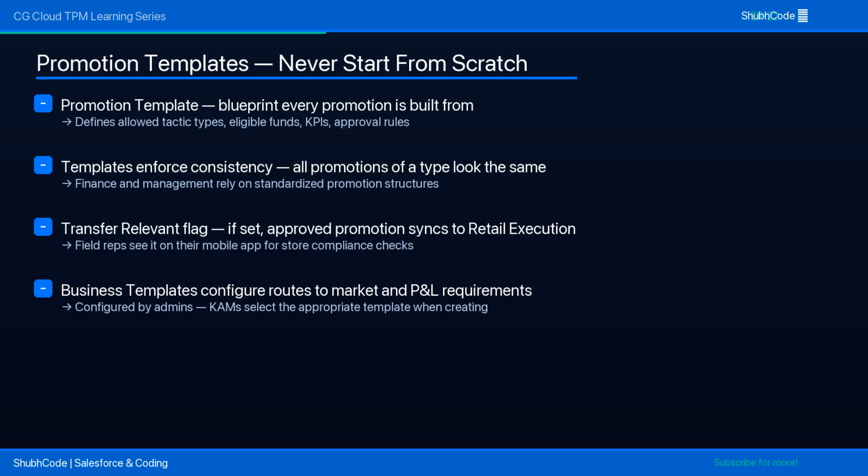Here's something that trips people up when they're new to CG Cloud. When a KAM creates a promotion, they don't start with a blank form. They start from a promotion template. A promotion template is a pre-configured blueprint for a promotion. It defines which tactic types are allowed, which funds can be used, what KPIs are tracked, and whether the promotion is transfer relevant to retail execution. Why does this matter? Templates enforce consistency across the business. Every promotion for a given customer segment follows the same rules. Finance knows exactly what to expect, and it prevents KAMs from creating invalid promotions that don't fit budget rules.